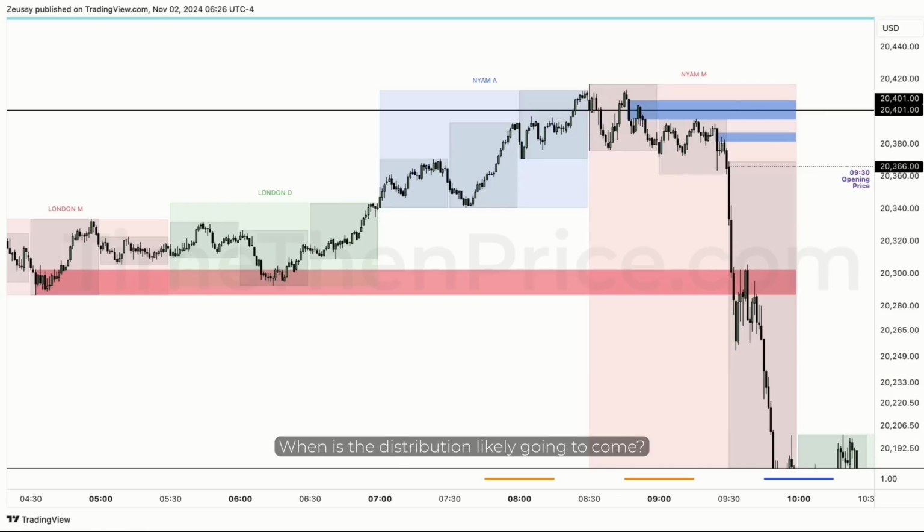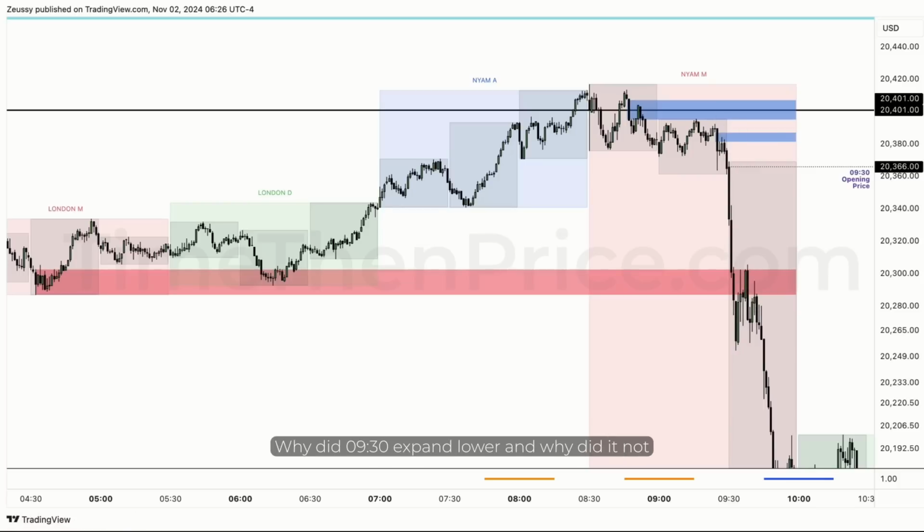When is the distribution likely going to come? The distribution is likely going to come from 9:30. So what you see right here is that in advance of 9:30, there was a shorting opportunity right here, where we displaced lower, creating this CB, and we see the market retrace into that CB. IOFET is taking place. This is the market structure shift pattern as well, if you pay attention. And we see the market expand lower when 9:30 opens up.